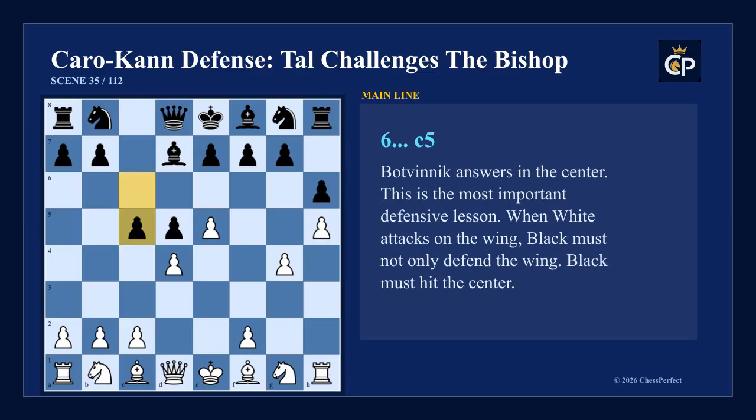c5. Botvinnik answers in the center. This is the most important defensive lesson. When White attacks on the wing, Black must not only defend the wing. Black must hit the center.